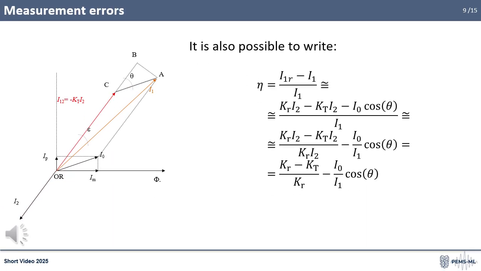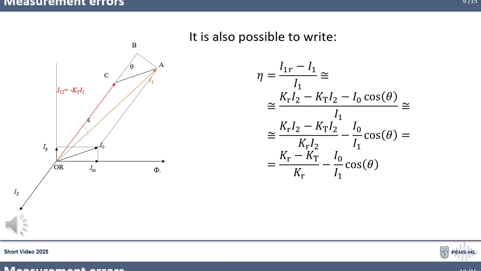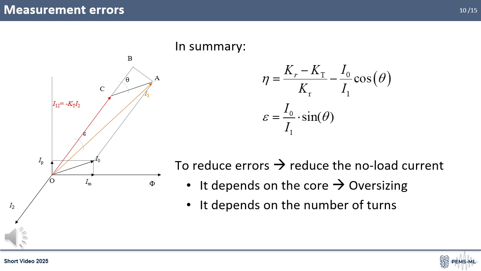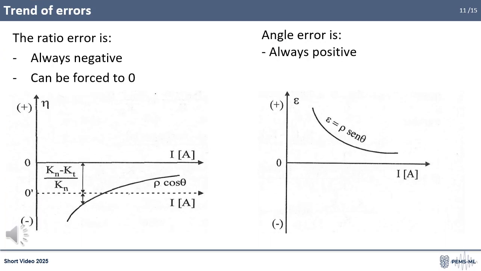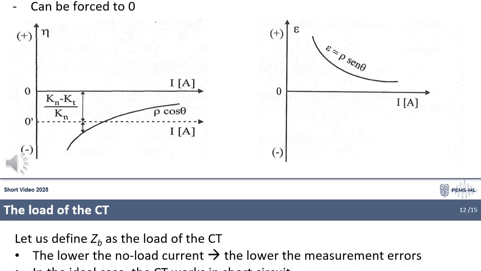Alternatively, considering the angle theta, it is also possible to rewrite the previous relationships in the shown form. In order to reduce errors, it is necessary to reduce the no-load current, which firstly depends on the core of the transformer, and secondly depends on the number of turns. One possible fix to the former issue is to design an oversized core. The ratio error is naturally always negative, and by appropriately considering the rated ratio, it can be forced to 0 for a given current. On the contrary, the angle error is always positive.